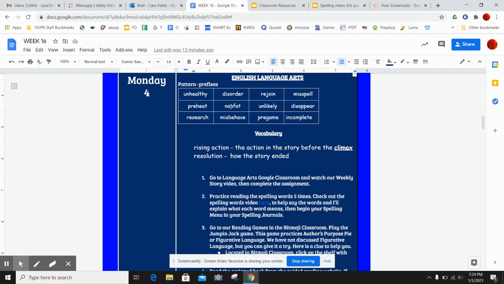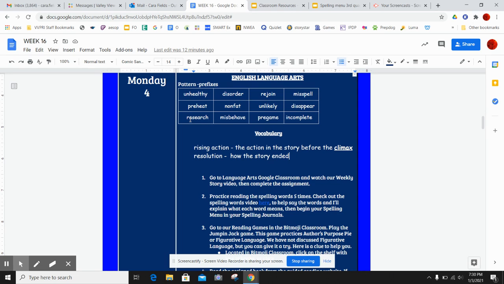Non-fat, non means not, so it is not fat. Some of you might drink non-fat milk, which has no fat in it. Unlikely, another one that means not, so it is not likely. Disappear, it means opposite or not again. So if you disappear, it means I cannot see you. You do not appear before my eyes.